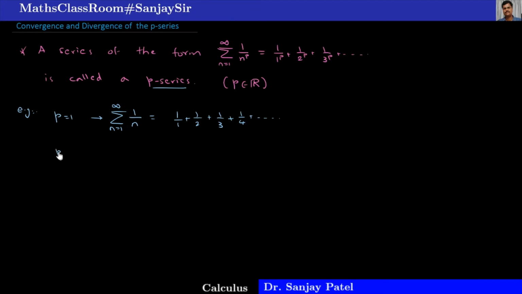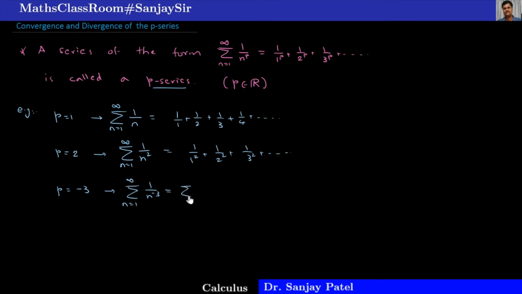Another thing is, suppose I take p is equal to 2, then the P series will be 1 upon n square, where n is equal to 1 to infinity. So that is 1 upon 1 square plus 1 upon 2 square plus 1 upon 3 square and so on. When p is equal to say minus 3, what we get is sigma 1 upon n raised to minus 3, which we can also write as sigma n cube, where n is equal to 1 to infinity. That is 1 cube plus 2 cube plus 3 cube and so on. So this is also another example of P series.